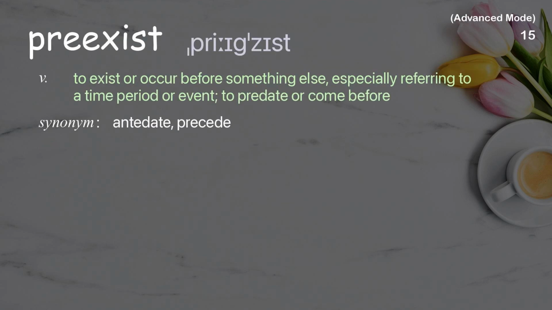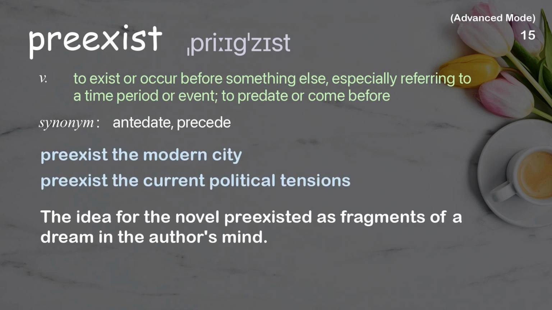Pre-exist. To exist or occur before something else, especially referring to a time period or event, to predate or come before. Examples: pre-exist the modern city, pre-exist the current political tensions. The idea for the novel pre-existed as fragments of a dream in the author's mind.